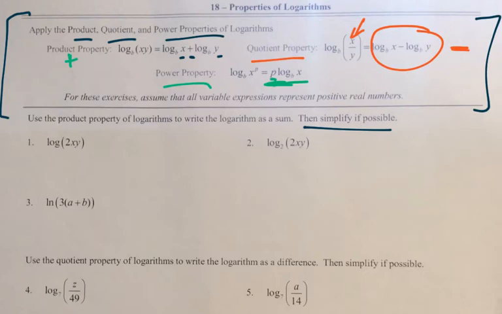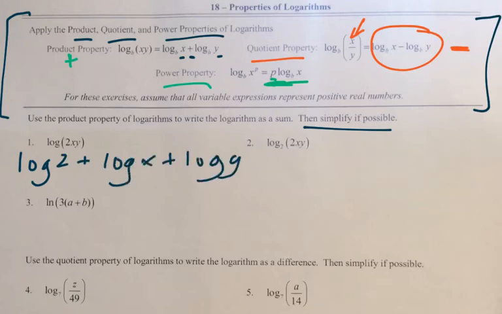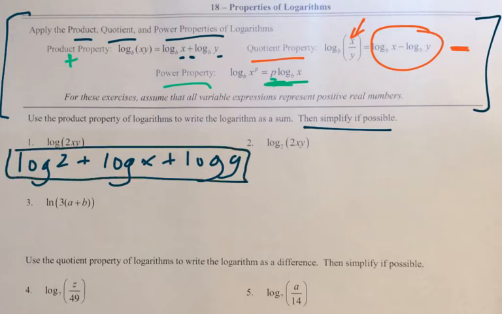So thinking about this first one, we have log of 2xy. So 2xy is 2 times x times y. So we're going to use the product property to rewrite this as log of 2 plus log of x plus log of y. Now remember, because it has a log with no base, our base is 10. None of these can be simplified out of base 10, so that one is complete.